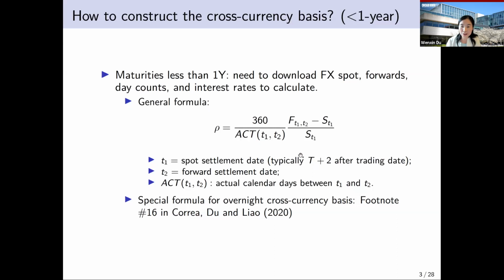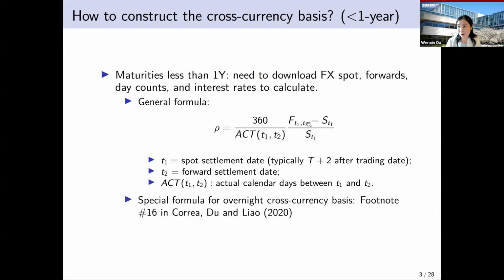So the general formula for this rho, which conceptually is the annualized difference between the log difference of the forward rate and the spot exchange rate. So that's the conceptual understanding of this rho. But to operationalize it, you have to know what is the forward settlement day. So that's the exact day.